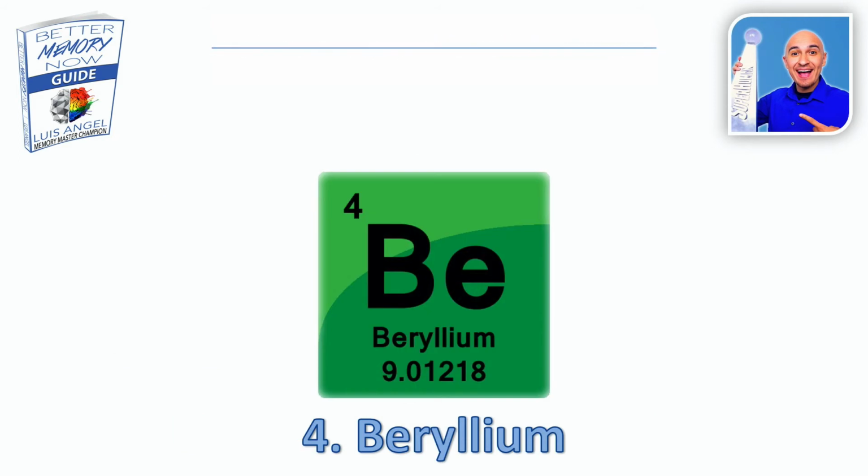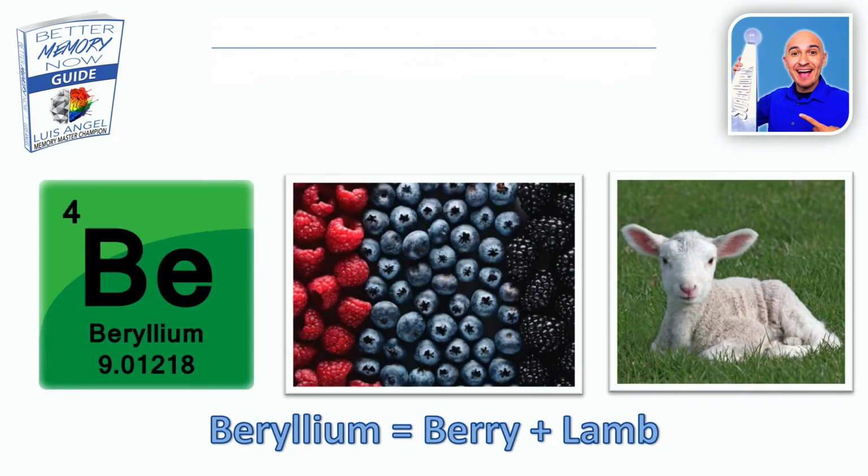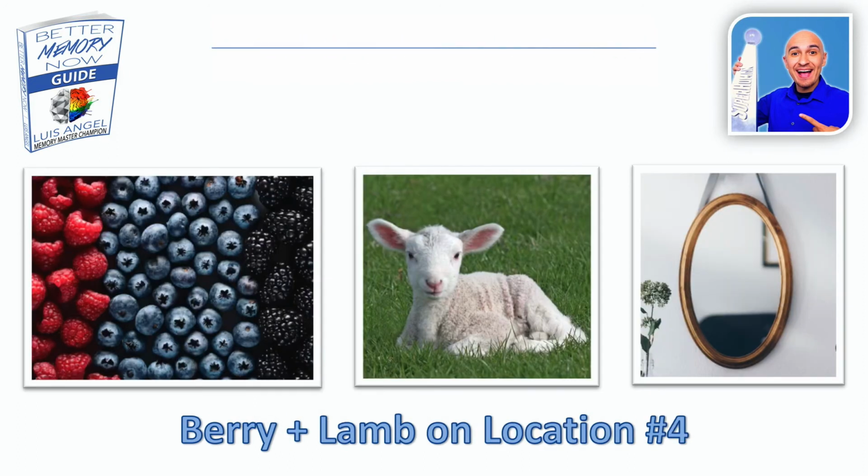Number 4 is beryllium. I like to picture berries and lamb for beryllium. So go to your 4th location. For me, it's a mirror. And then see berries and lamb. So there's a lot of berries all over the 4th location. Blueberries, strawberries. So you see all of them, blackberries there. And then you see a lamb going down there and eating all of the berries on that location. So whatever your 4th location is, see berries and lamb interacting with that location.